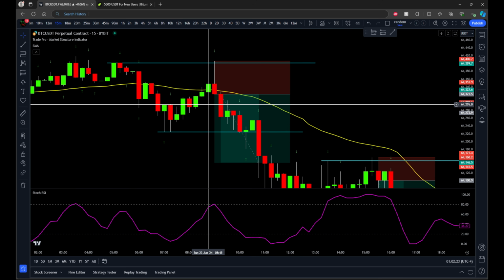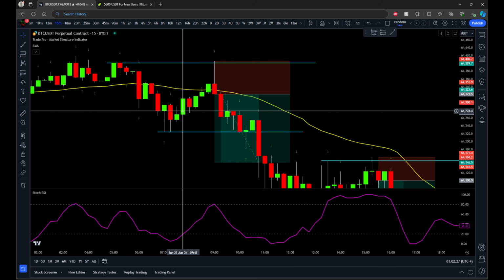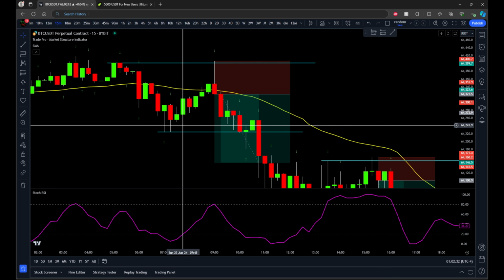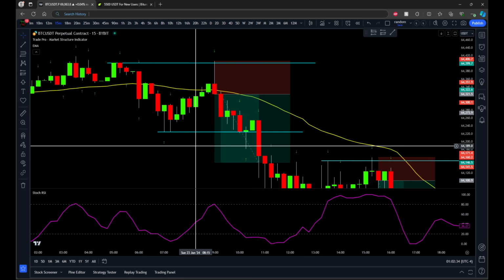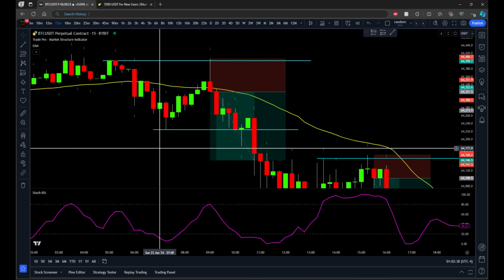So one candle close is allowed, but the next candle better make it back below if we're in a downtrend, or if we're in an uptrend, the next candle better make it back above the 50 EMA, or it's just an invalid pullback. We're not interested in trading it. So let's go over some of the rules here.